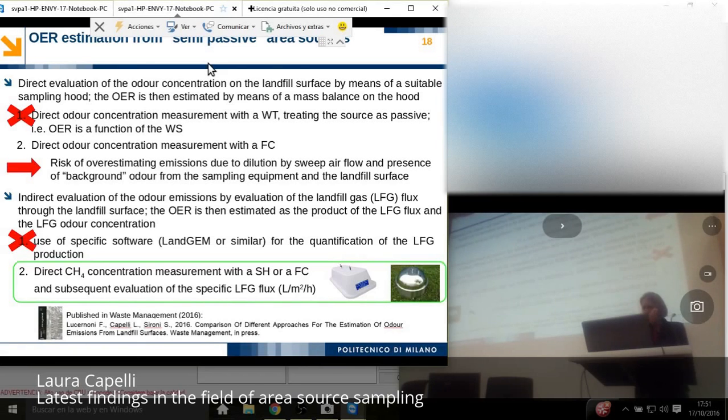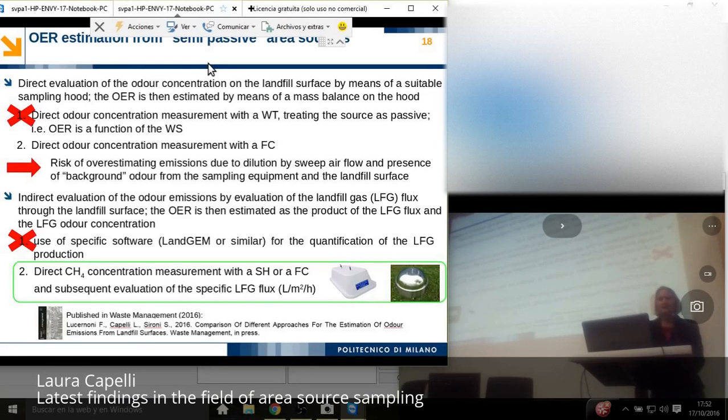Again, the problem is that on the exhausted landfill surface, the odor emissions are not so high. So also when using flux chambers, the problem is that the interaction between the odor concentration that you measure at the outlet and the odor concentration of the soil itself might create some problems, and so you might still have a problem of overestimation.